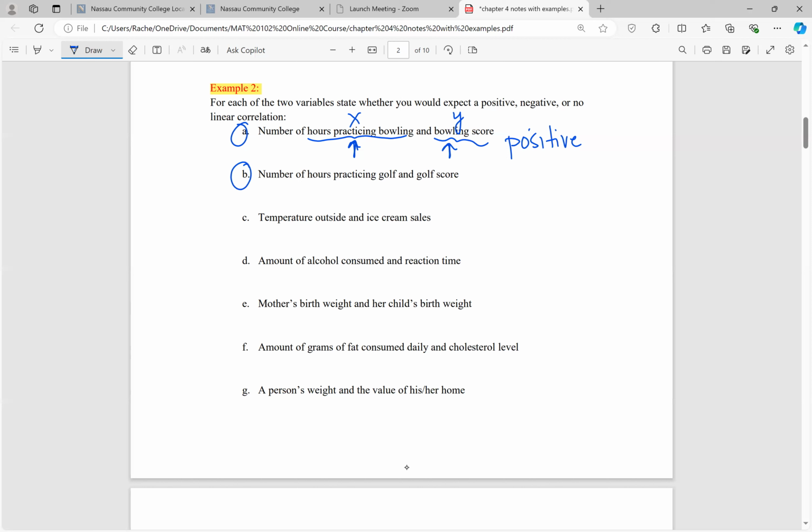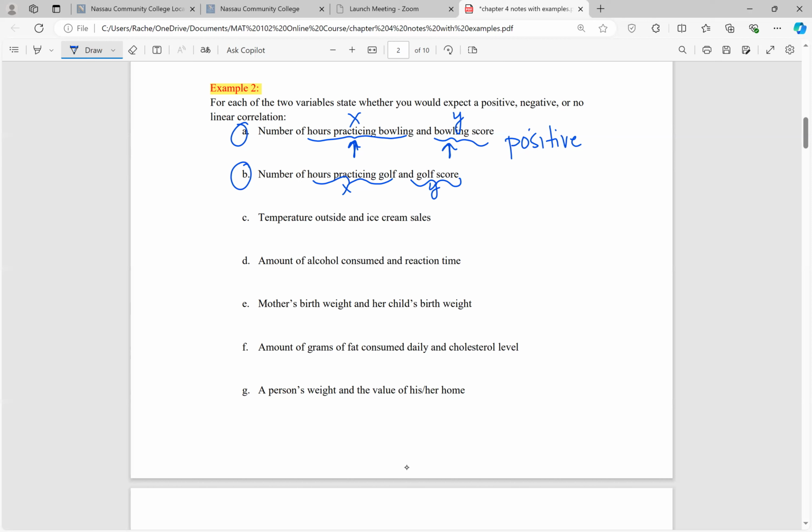So let's look at part B, the number of hours that you practice golf and your golf score. So the number of hours that you practice golf, that's going to be X, and then your golf score is going to depend on how much you practice, right? So that's going to be the dependent variable. Now, we went through this a couple of lessons ago. Remember, we had that example with Brett, the baseball player, and Woods, the golfer. And I told you guys that when we play golf, you want to have a lower score. The lower the score, the better. So let's think about what happens.